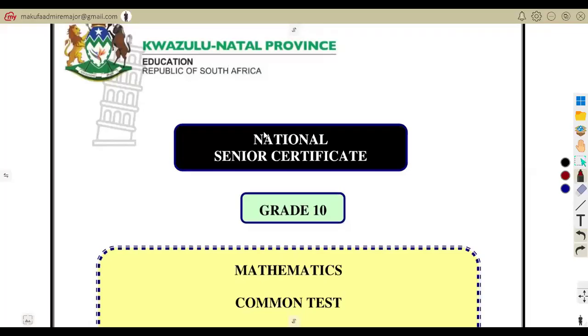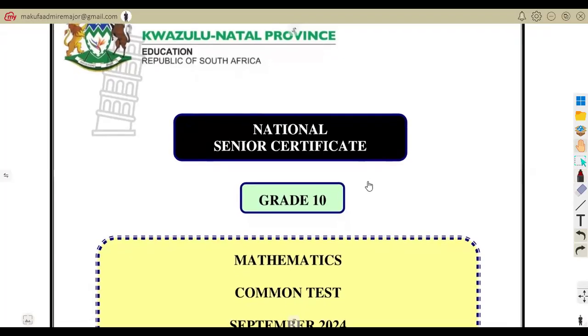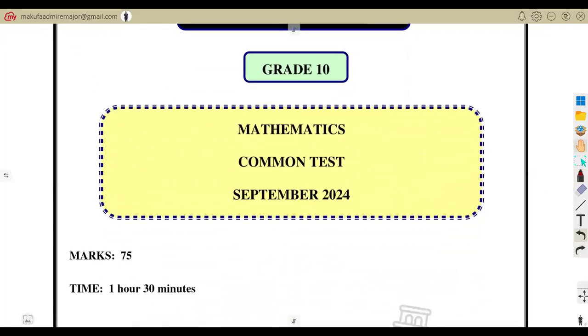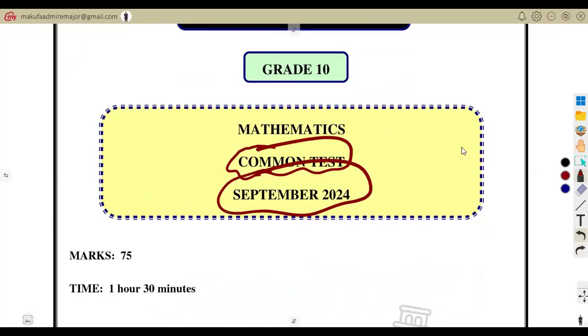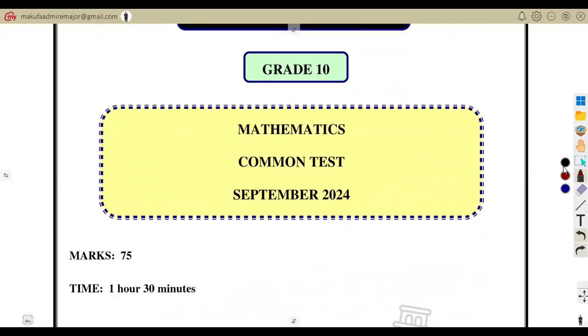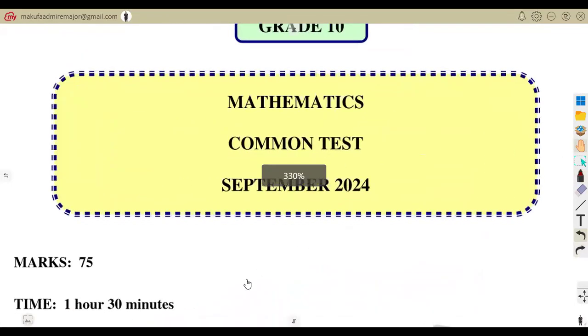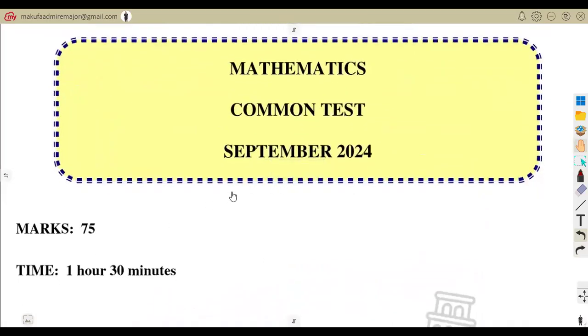All right, guys. So in this platform, I need us to consider this typical exam question as a request that we had. So we are going to work out our KZN province Grade 10 mathematics common test that we had in this September. It was supposed to be 1 hour 30 minutes, 75 marks.